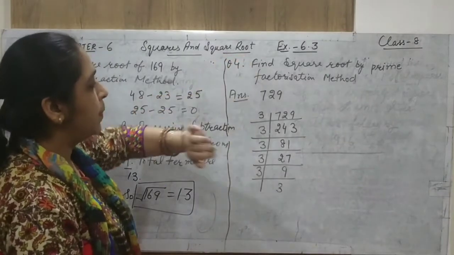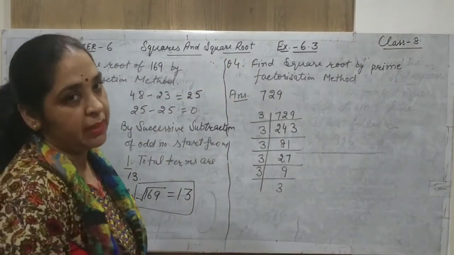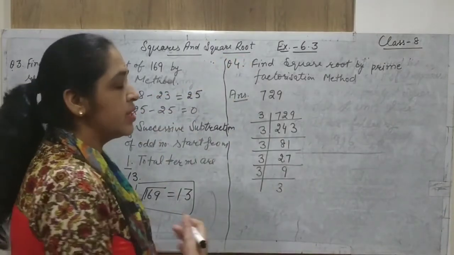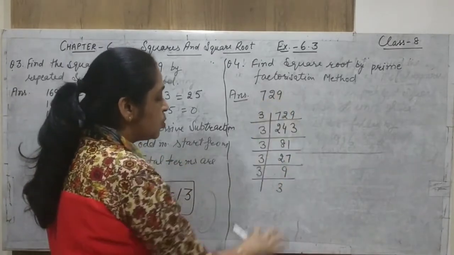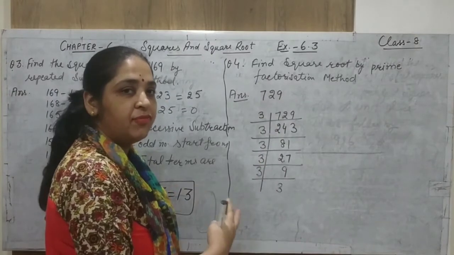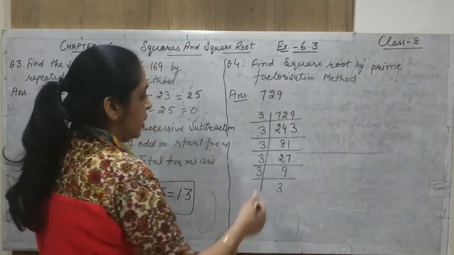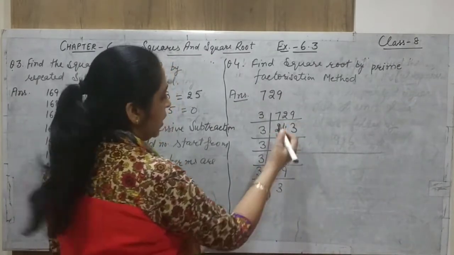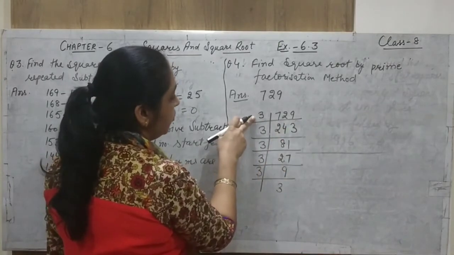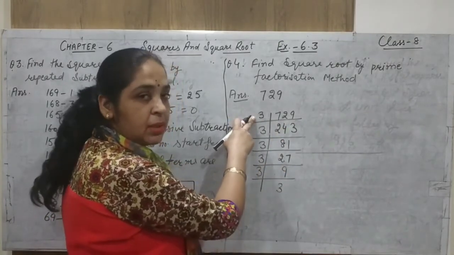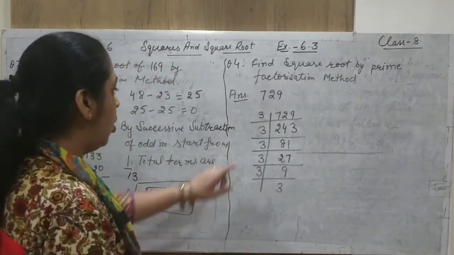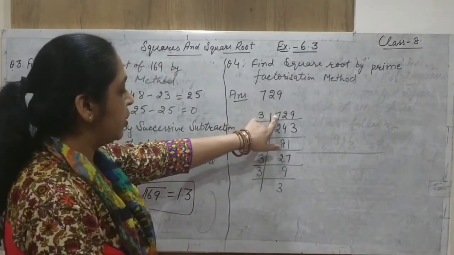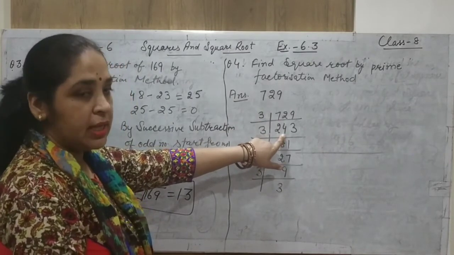Find the square root by the prime factorization method. As I told you yesterday, what is prime factorization? Break the given number into small factors. That is called the prime factorization method. Now, let us start to break. 729. We can divide 729 by 3 because this is an odd number, which can be divided by an odd number. When we divide 729 by 3, we get 243.